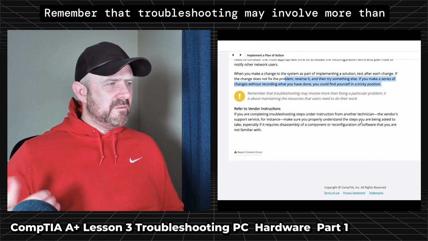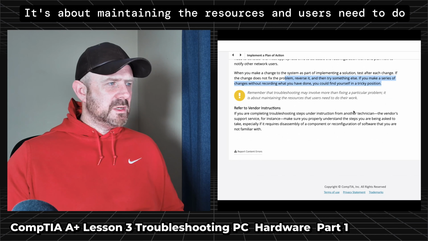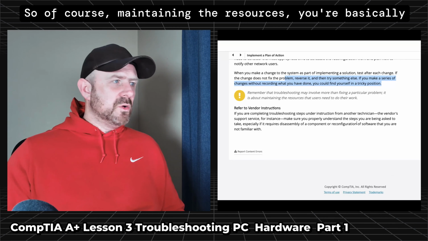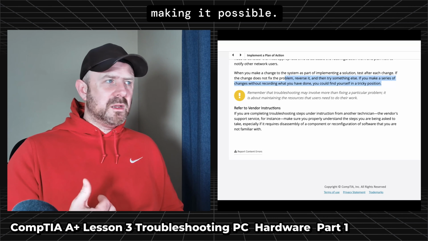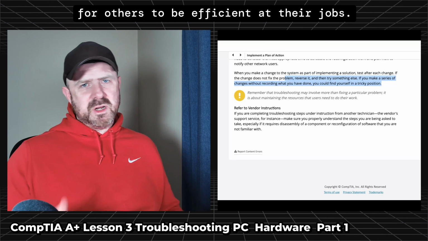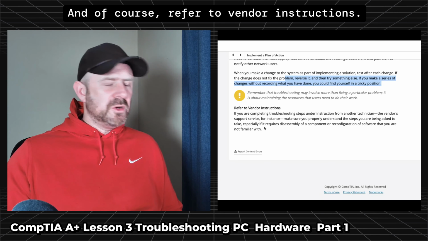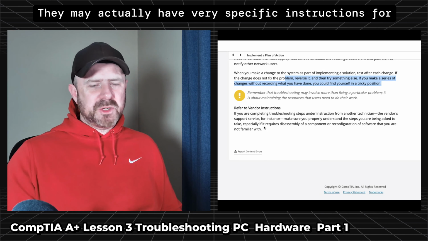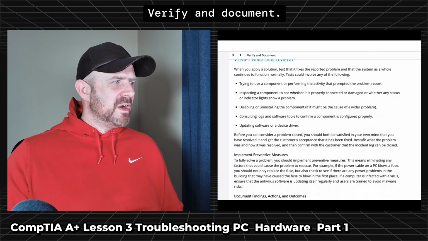Remember that troubleshooting may involve more than fixing a particular problem. It's also about maintaining the resources that users need to do their work. So, of course, maintaining the resources, you're basically making it possible for others to be efficient at their jobs. And of course, refer to vendor instructions. They may actually have very specific instructions for some of the first tier troubleshooting with many of the issues you might encounter. Verify and document.